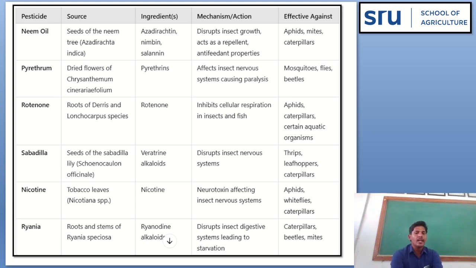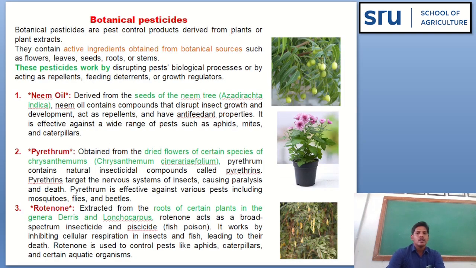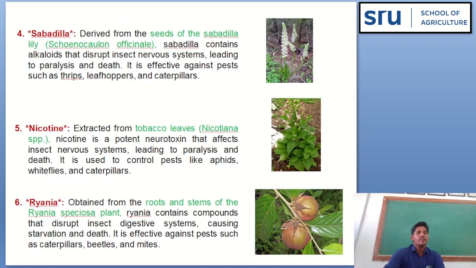In the case of sabadilla, veratrine and alkaloids are the active ingredients. Then in the case of tobacco, nicotine is the active ingredient. In the case of ryania, ryanodine is the active ingredient. All these things are covered in the previous slide in tabular form.